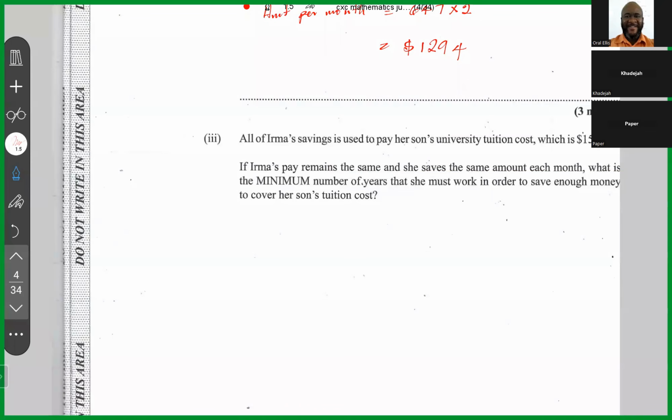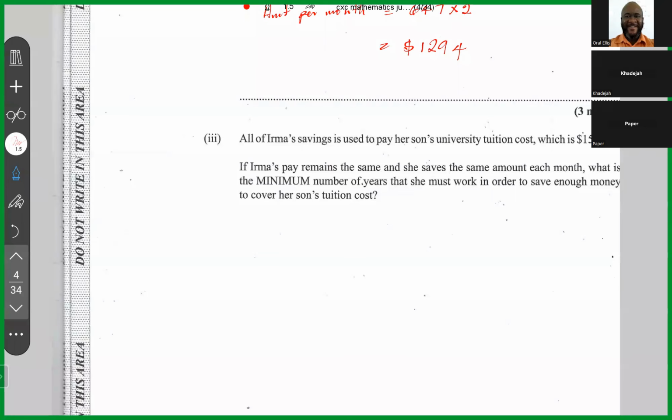All of Irma's savings is used to pay her son's university tuition cost, which is $150,000. It says if Irma's pay remains the same and she saves the same amount each month, what is the minimum number of years that she must work in order to save enough money to cover her son's tuition?